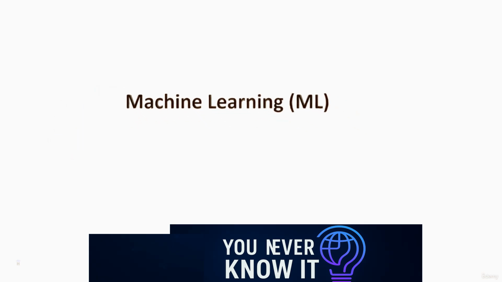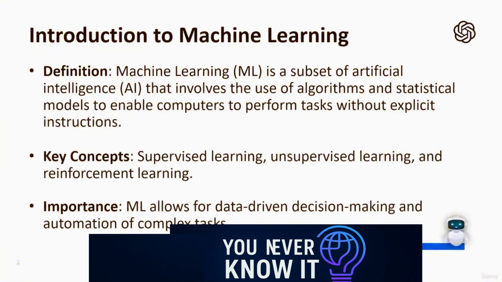So let's see. Machine learning is a subset of artificial intelligence that involves using algorithms and statistical models to enable computers to perform tasks without explicit instructions. So a machine can also understand and perform specific actions with respect to how a human thinks and provides solutions. The key concepts, supervised learning, unsupervised learning, and reinforcement learning techniques, take a major part in machine learning.